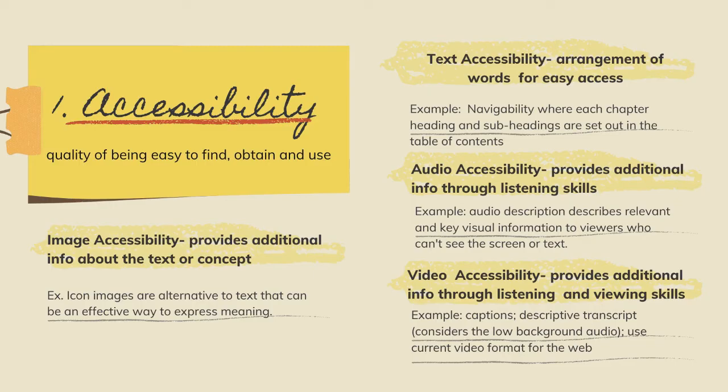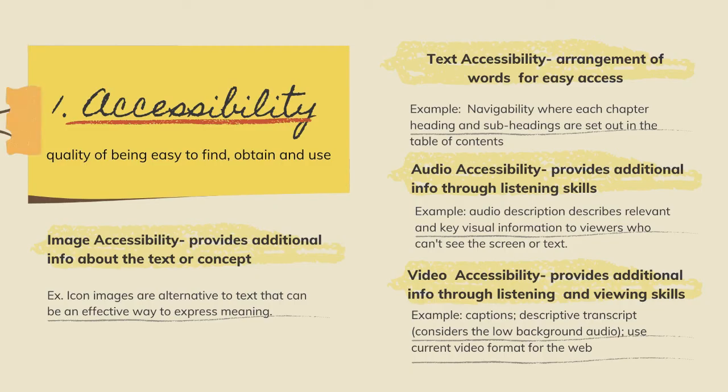The second one is audio accessibility. This provides additional information through listening skills. Example, an audio description that describes relevant and key visual information to viewers who can't see the screen or text. The third one is video accessibility. This provides additional information through listening and viewing skills. Example, captions or descriptive transcript. So it considers the low background audio. In doing this, you have to use current video format for the web.